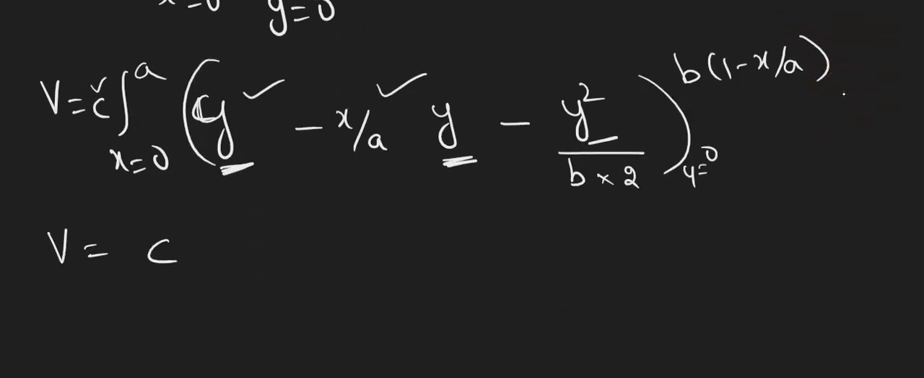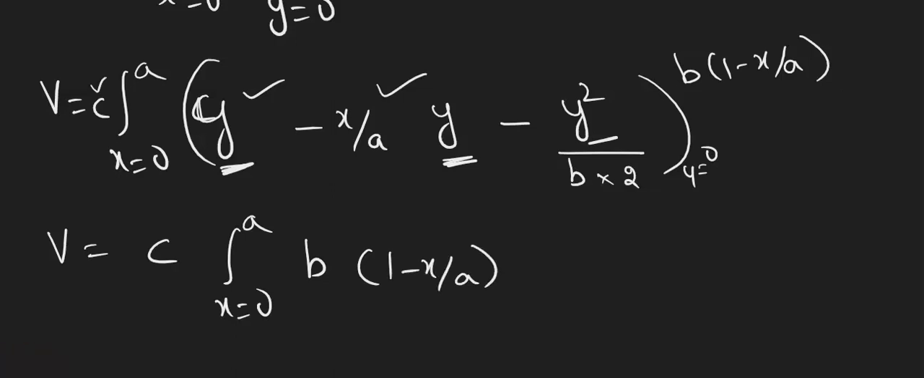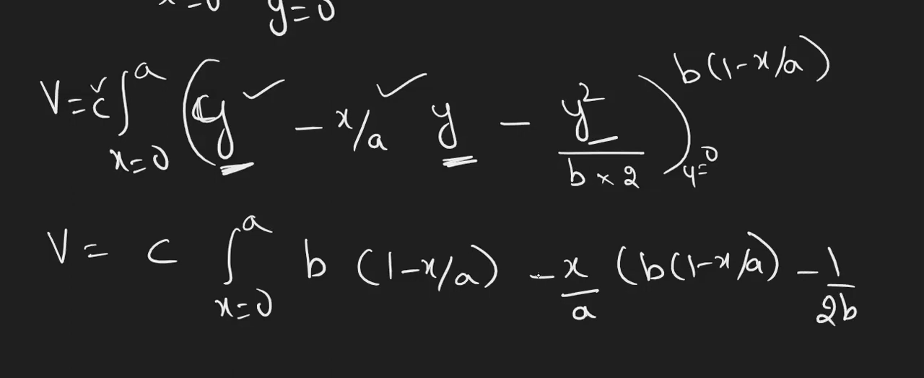V is equal to c into the integral x from 0 to a. First if I apply the upper limit, b into 1 minus x by a, and then minus x by a into b into 1 minus x by a, minus 1 by 2b into y square. So this is b square into 1 minus x by a the whole square, and then we have dx, I must write. So now the 1 by b and this b will get cancelled.